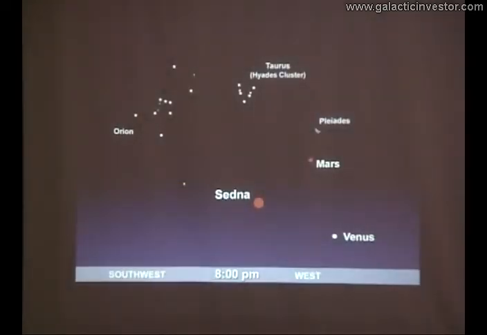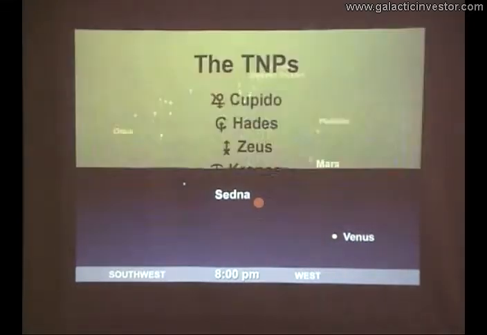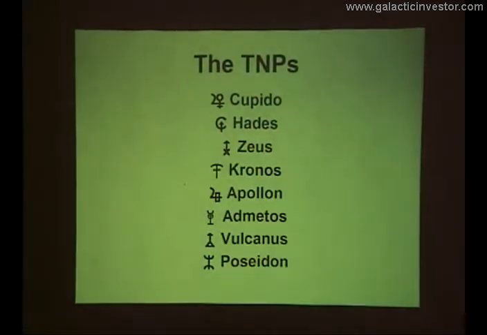So Sedna's out there. This is where you would see it in the sky, if you could see it, which you can't, not even with a telescope. So the astronomers right now are talking about things that you can't see that are probably out there that have these long orbits, and this is what science is doing now. But it's not the trans-Neptunians, our old friends.